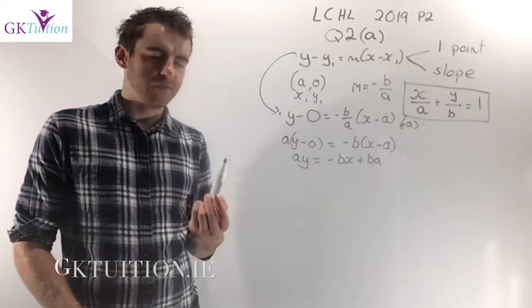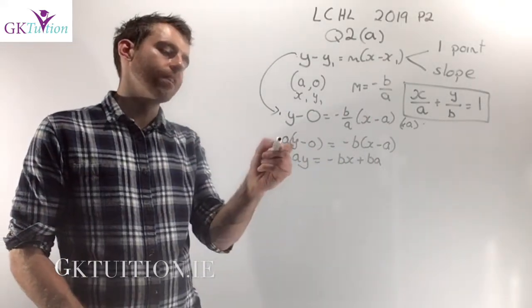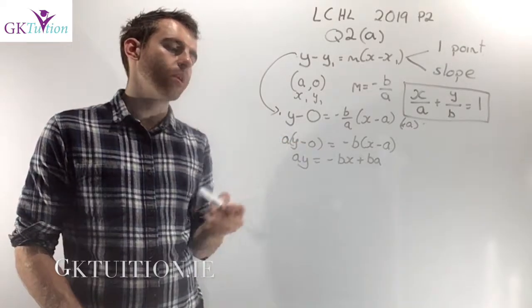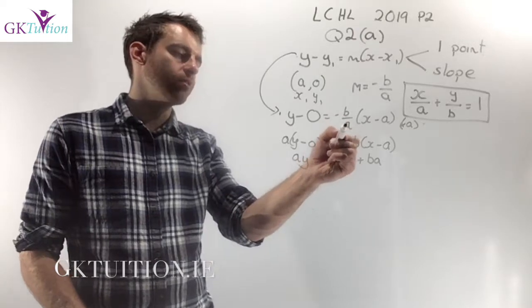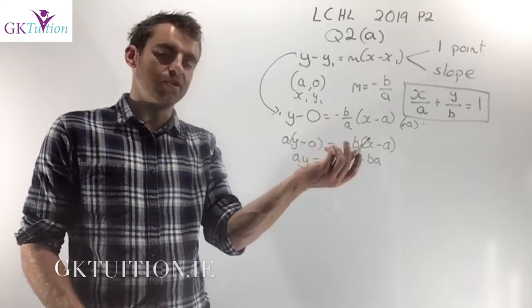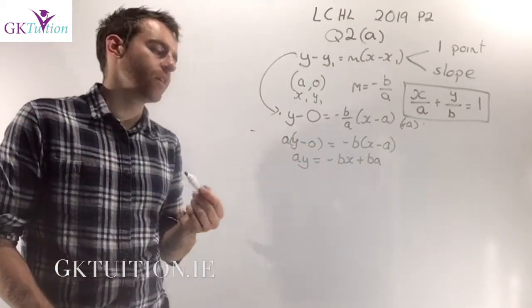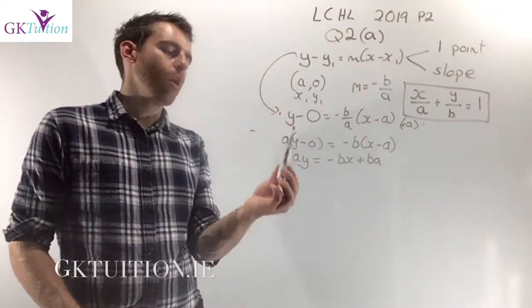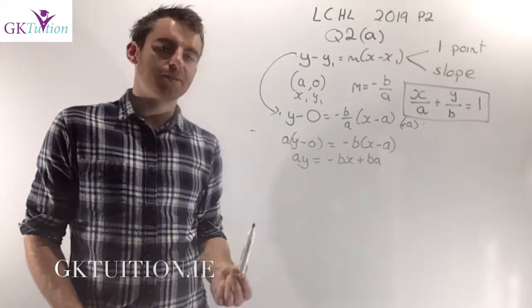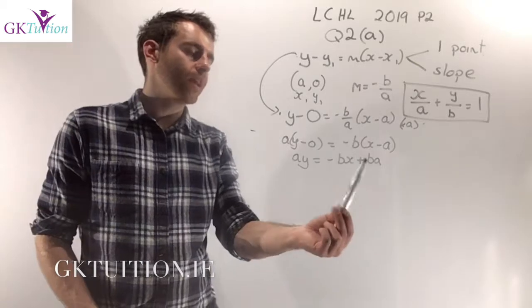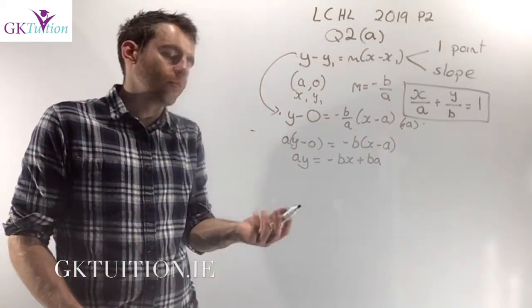In order to get rid of the fraction, what I'm going to do is multiply everything by a. If I multiply the left hand side by a, it becomes a times y minus 0. And if I multiply the right hand side by a, well then the fraction is just eliminated. The a is just gone. So at least now I've got no fractions on this line and I can multiply it out. a by y is ay, a by 0 is just 0. Minus b by x is minus bx, and minus b by minus a gives me plus ba. And at this stage there's no more simplification to be done.